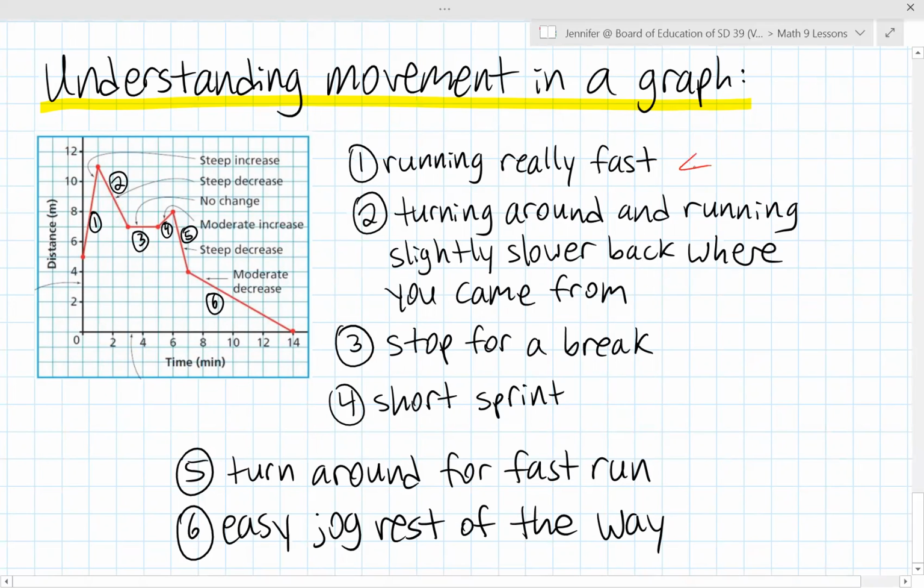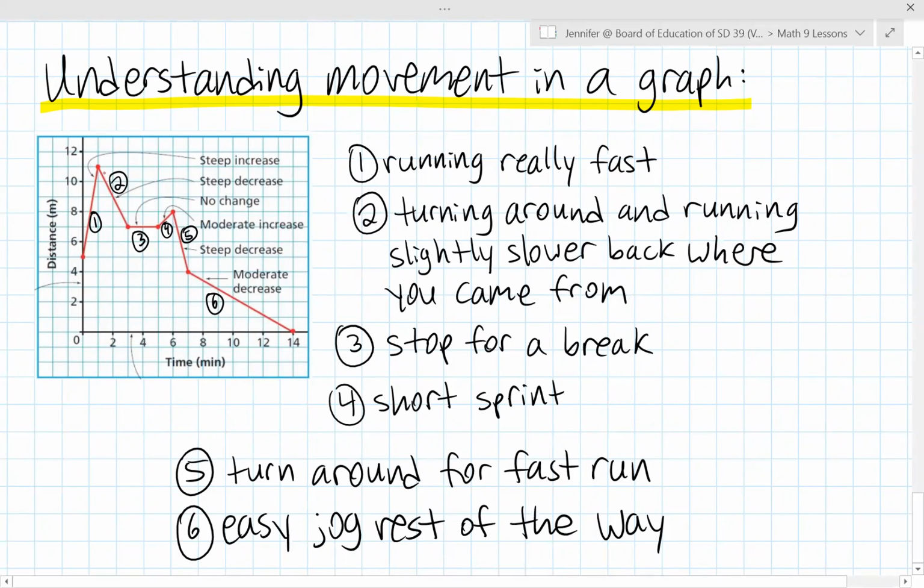So for the first segment here, the graph is quickly going up. It's very steep, and so not much time has passed, but it's jumping way up. So maybe that's you running really fast. You've covered a lot of meters in a very short amount of time. So you're running really fast.